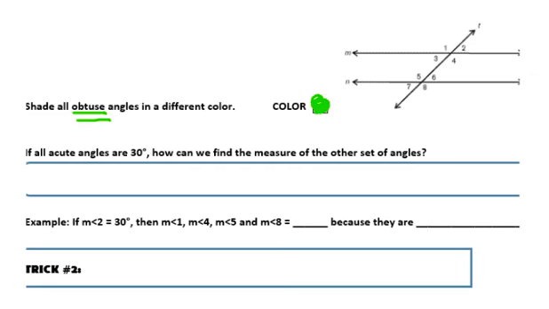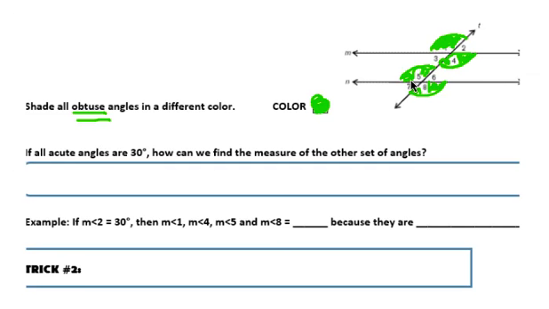Okay, scrolled back up to the top and I grabbed my diagram from up there. And now what I'm going to do is I'm going to shade all of my obtuse angles in a different color. So I've got angle 1, that's going to be green. I'm going to shade angle 4 in green. Notice how these angles are much wider than the other ones. I'm going to shade angle 8 in green, and I'm going to shade angle 5 in green.